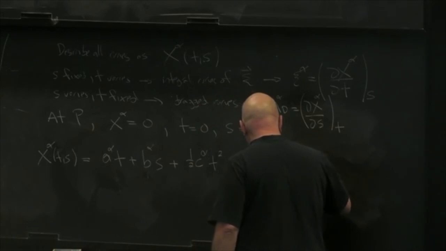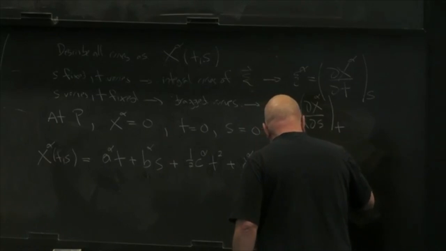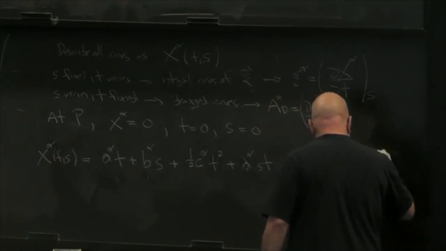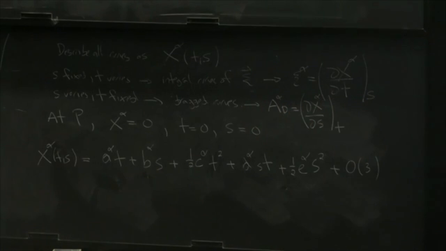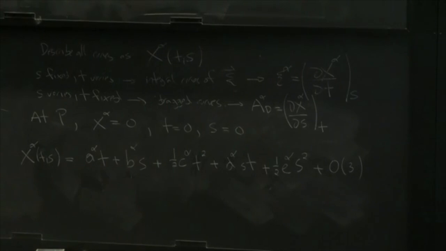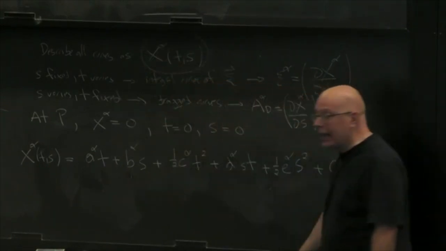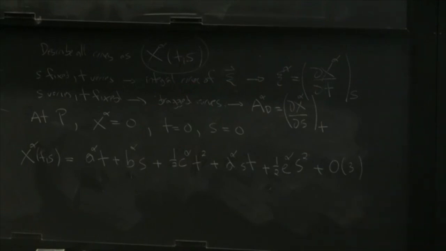And then there's going to be a final constant multiplying S squared, and then there would be terms of higher order, either T cubed or S cubed or anything in between, and I'm going to indicate this as a term of third order. So basically it's just a Taylor expansion of my functions, and I can use that in a neighborhood of P, and I have a bunch of constants that characterize those functions. So just a Taylor expansion.